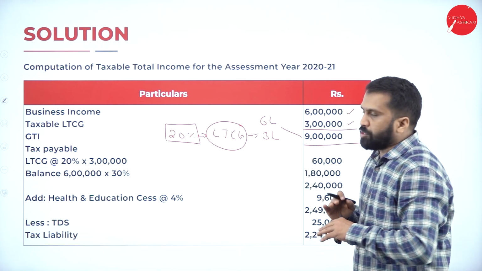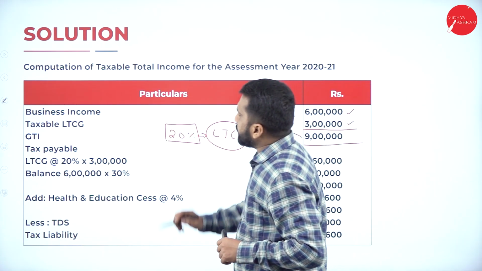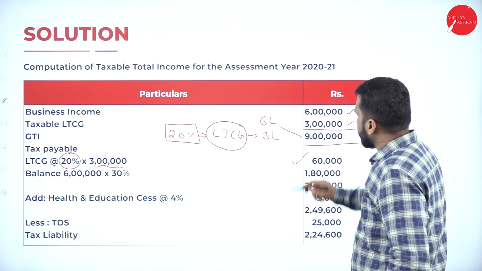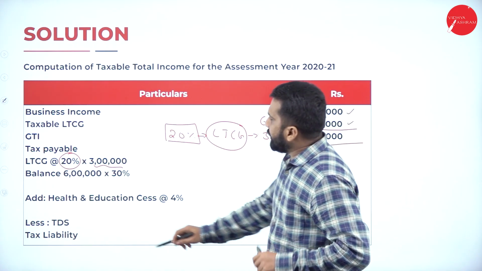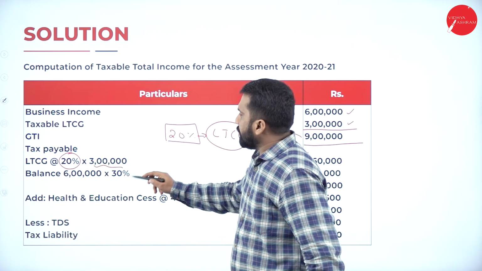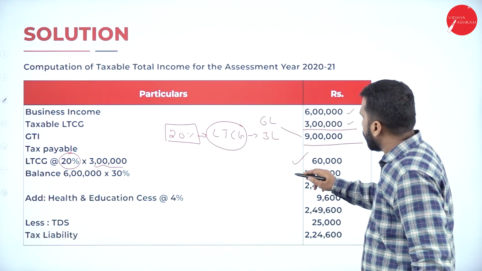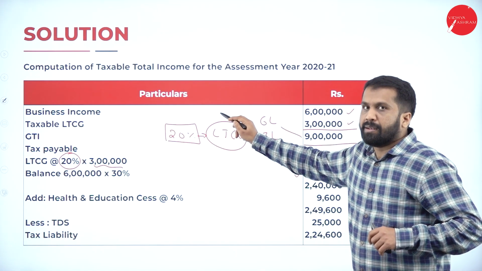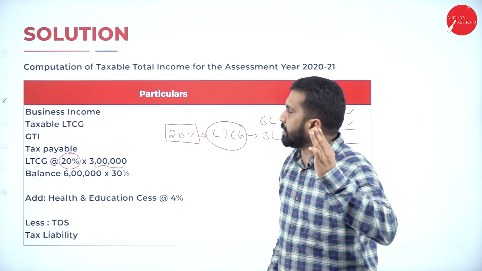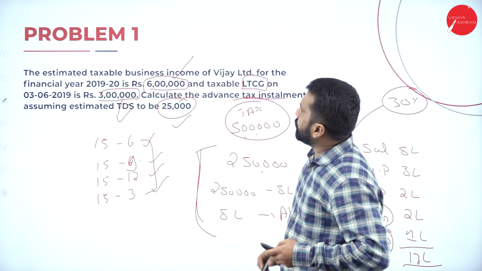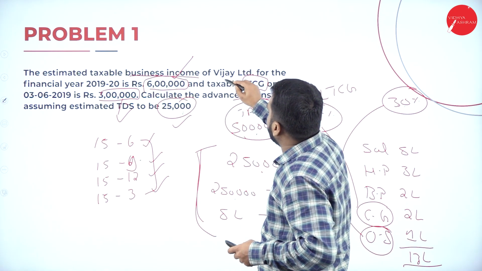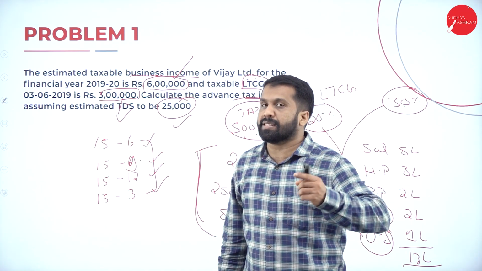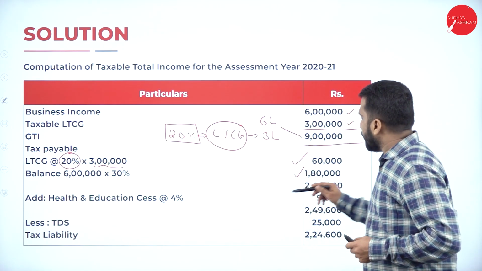Now, up to this you are clear? Yes. Now, tax calculation on 3 lakh separately at 20% is 60,000. And balance 6 lakh, what percentage? At 30%. So 30% will be what? 1 lakh 80. Why is it 30%? Simple, because it is business income. Business income is always flat 30%. You are not doing individual, you are doing business income of Vijay Limited. Business income always 30%.